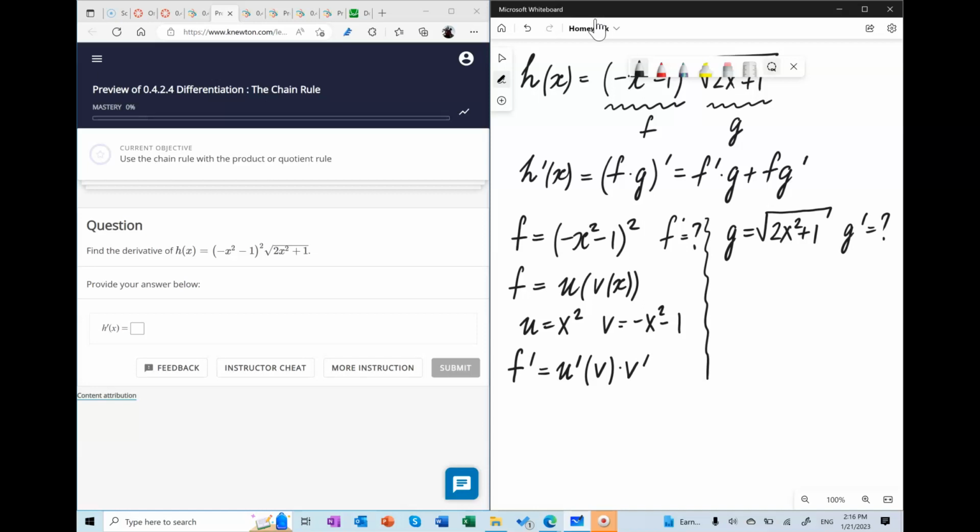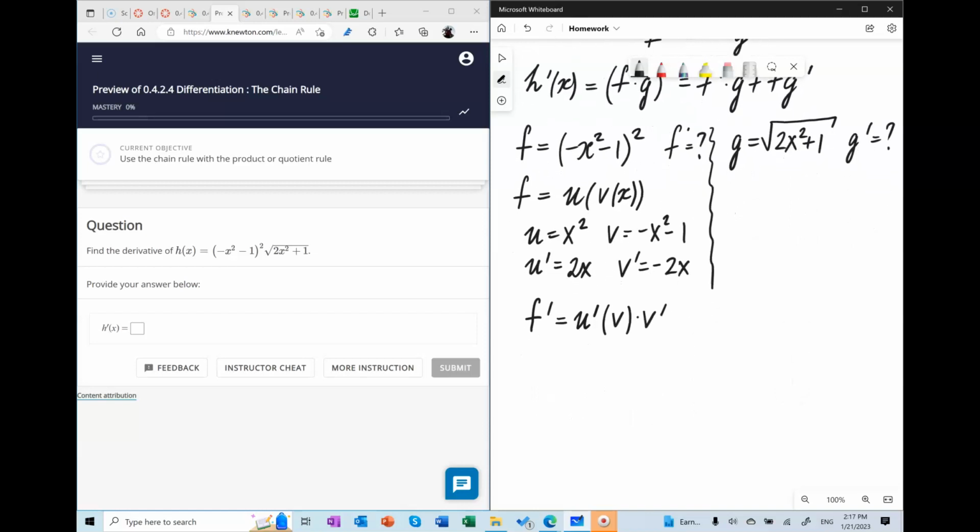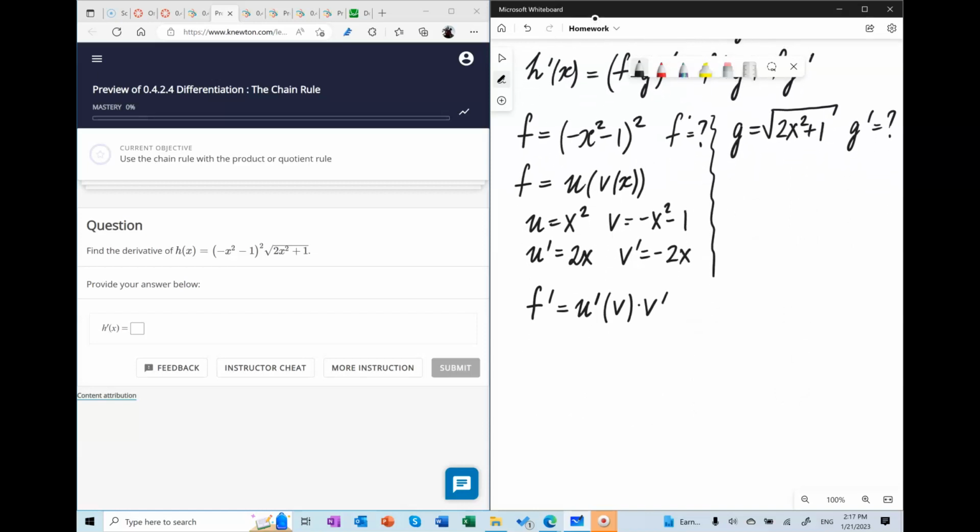So let me move this out of the way, because we're going to need the derivatives of both of them anyway, so we might as well find them. What's u prime? U prime is 2x. What's v prime? V prime is minus 2x. So f prime will be equal to u prime, which is 2x, but instead of x, I'll be plugging in v. So v is negative x squared minus 1, and v prime is negative 2x. So that's the derivative of f.